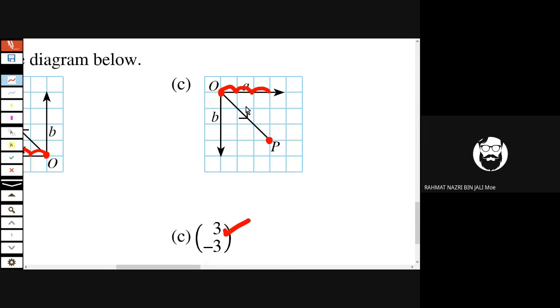Kemudian P ini berada di bawah O. Jadi dia turun ke bawah sebanyak 3 petak. 2, 3. Jadi bila turun ke bawah, kita perlu tulis negatif. Negatif 3. So the matrix for the translation is 3, negative 3. Setakat ini faham kelas? Boleh?